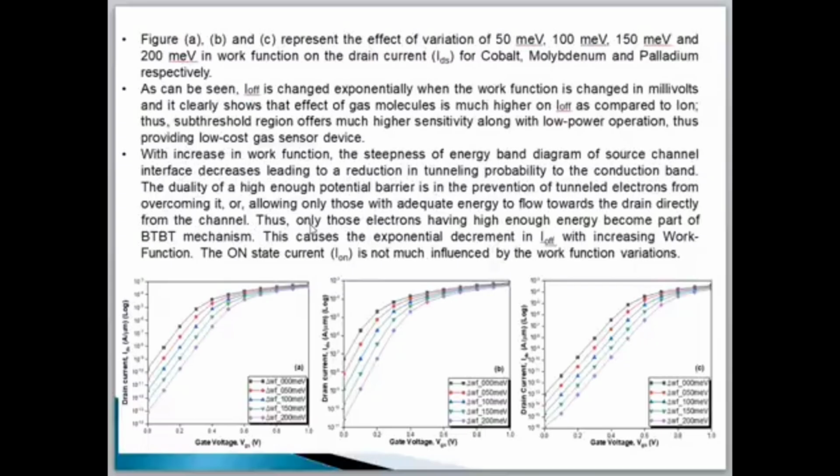Thus, only those electrons having high enough energy become part of the band-to-band tunneling mechanism in the off state. This causes an exponential decrement in the off current with increasing work function. The on-state current is not much influenced by the work function variation. You can note in the figure that the variation in the on current is very small compared to the variation in the off current of the device.